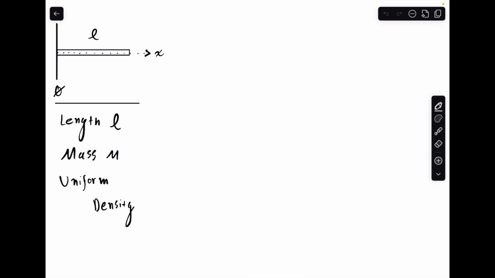Today we're going to be doing the major derivation, that is the rotational inertia of a uniform rod about its end. This could be either end and it'll work, but this is a uniform rod, right? So yeah, let's just jump right into it.